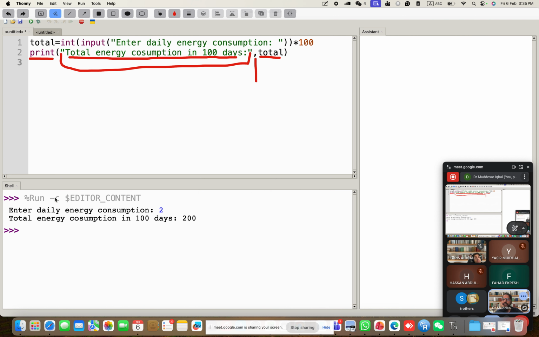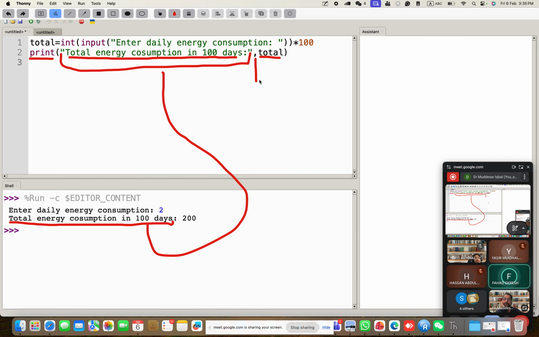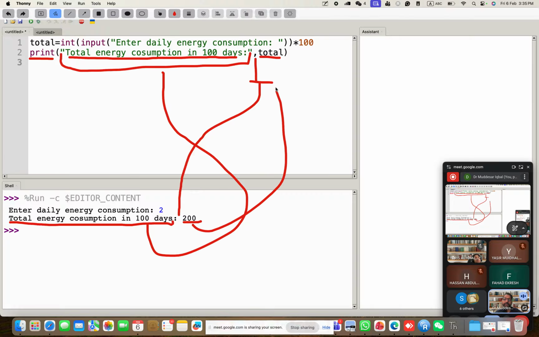Okay, and then the message will be displayed like this: the total energy consumption in 100 days, because that's exactly what you put within the quotation here, right? And that's why it's displayed there. The comma in print will give a space, and it's important to put a comma. Without that, you get an error. And then the value of the variable that you put after the comma.